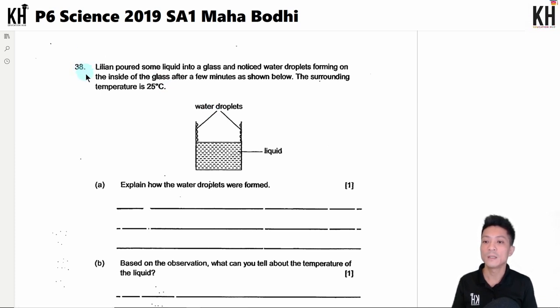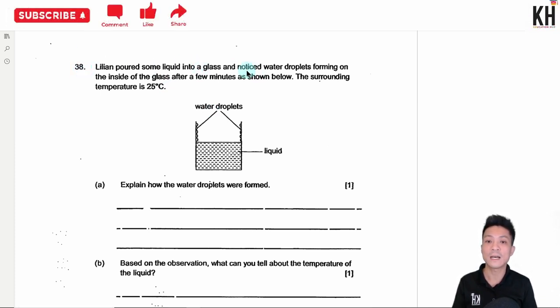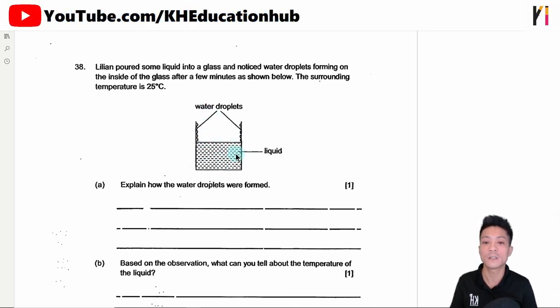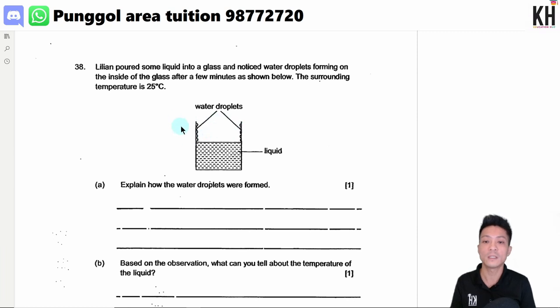Okay, question 38. Lillian poured some liquid into a glass and noticed water droplets forming on the inside of the glass after a few minutes as shown below. The surrounding temperature is 25 degrees Celsius. Explain how the water droplets were formed. Once you see this, you should realize that this is a beaker of hot liquid, because it's only when the liquid is hot that the water droplets will be formed on the inside. If it is a beaker of cold water, then the water droplets will be formed on the outer surface.